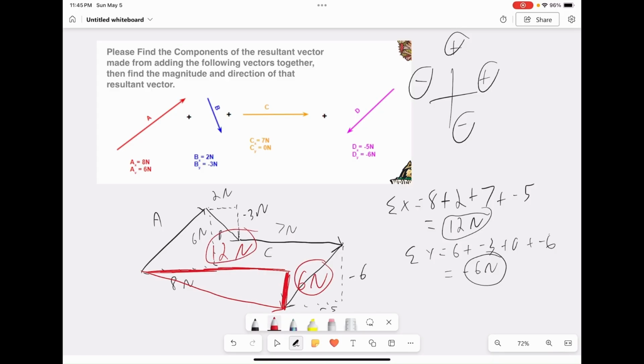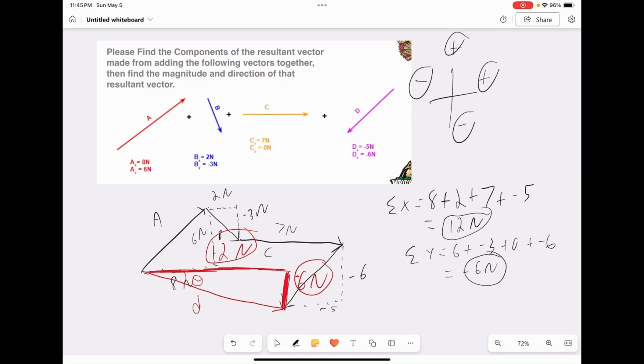Okay, so there are the components. Now we want to find the magnitude and direction of this vector. Magnitude and direction means I want the length of this line for the magnitude. The direction means I want this angle theta. So we're going to have to solve this using trig to get the final pieces of this vector. Oh, I'm sorry, this is negative 6. Now that I've done this, I need to use trig to find my last two pieces.